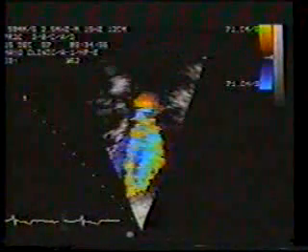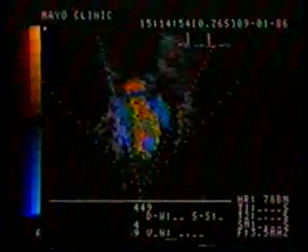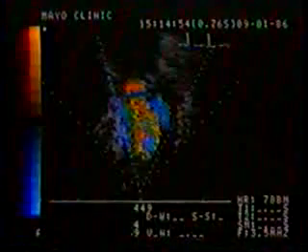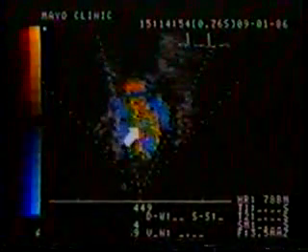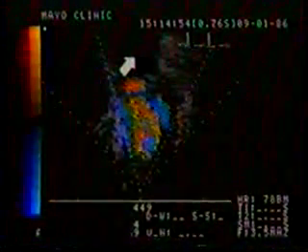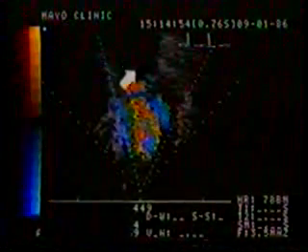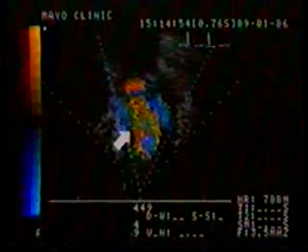The image has now been expanded with focus on the color jet. This apical 4-chamber view is displayed with focus on the left ventricle and a portion of the enlarged left atrium. Note the typical jet of mitral stenosis.